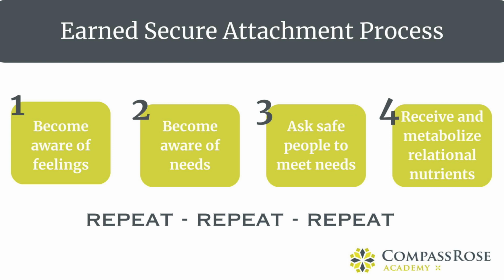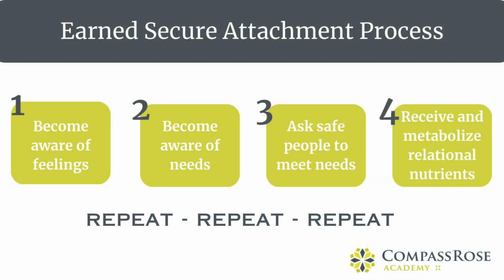And so there's this process of earned secure attachment where first we learn to become aware of our feelings. We develop through education, through being in a relationship with other people. So it takes risk to start. It takes awareness to intentionally go about this process. But with help, with a therapist, with safe other people, we begin to become aware of our feelings, and then we become aware of our needs. And then we begin to ask safe people to step in and meet those needs.